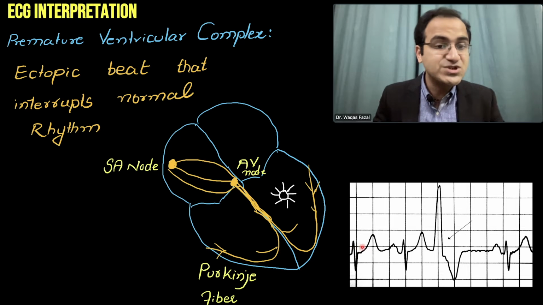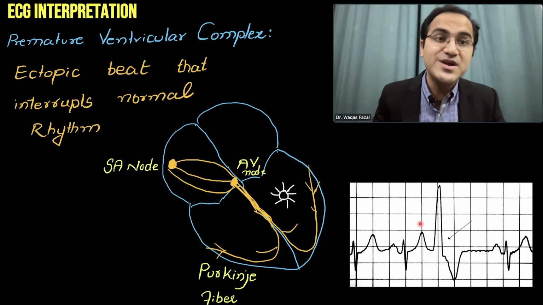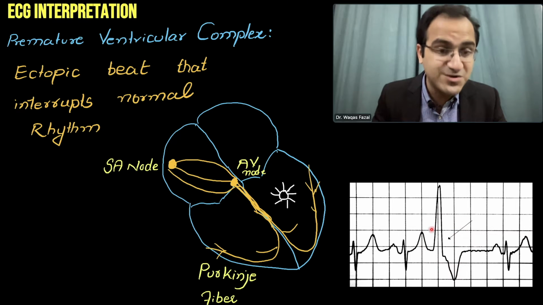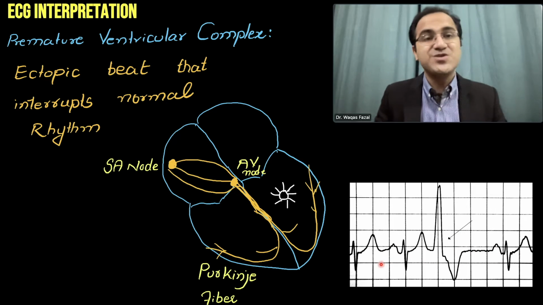So this is a picture showing a premature ventricular complex. These are the normal sinus beats that are going on, and in between those sinus beats there is a huge bizarre wide wave. That huge bizarre wide wave is the premature ventricular complex that is interrupting the normal sinus beating of the heart.